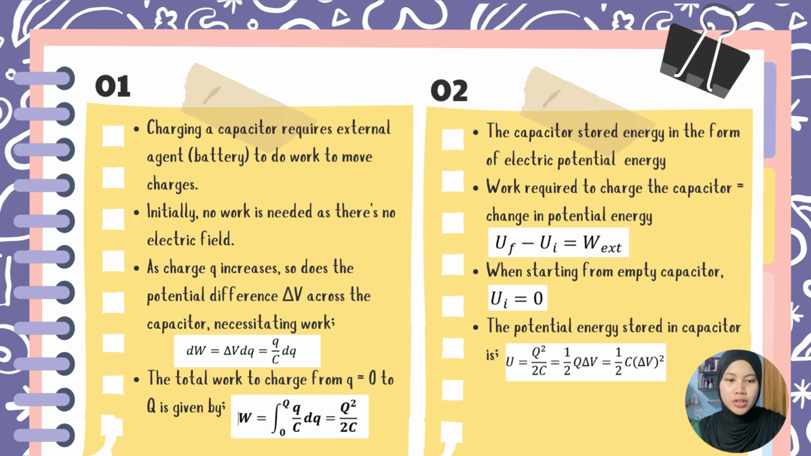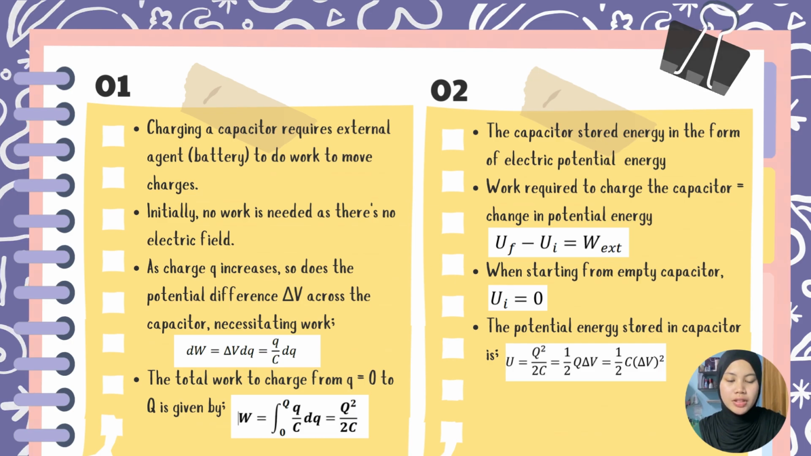The work required to charge the capacitor is equal to the change in potential energy. When starting from an empty capacitor, the potential energy stored in the capacitor is U equal to Q squared over 2C, equivalent to 1 over 2 Q times delta V, and also equivalent to 1 over 2 C times delta V squared.